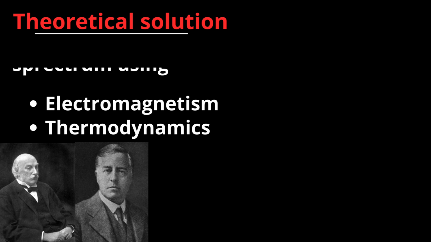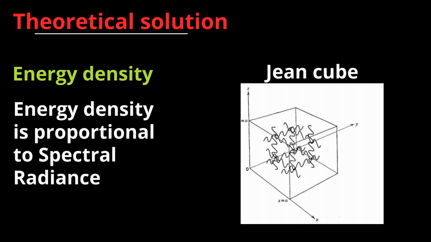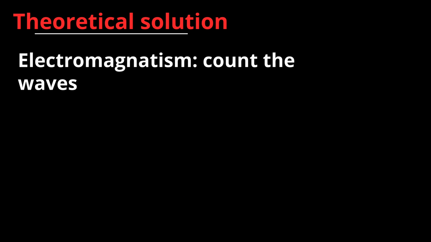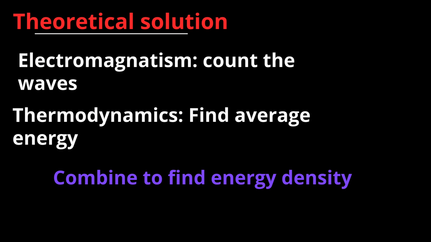And so they began. To solve this problem, they used a setup of a cube representing the Jeans cube and wanted to find the energy density in the cube. This is because it is proportional to the spectral radiance and is easier to find. Since inside of this cube we are dealing with light, we'll use electromagnetism to count the number of waves, and then use thermodynamics to find the average energy of each wave. Combining those two results, we can get the energy density.